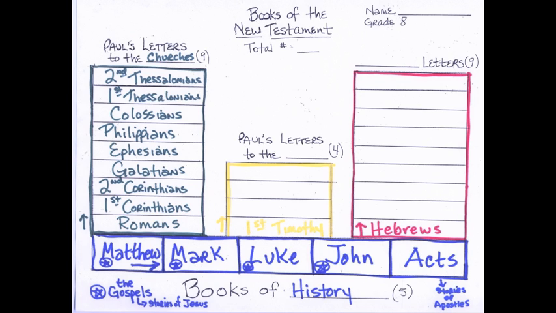I'd like you to proceed to the next category, Paul's letters to the, and I'll let you try to figure out the blank. In the yellow column, you only have 4 books of the Bible coming up next. Start with 1 Timothy. Use your Bible table of contents and fill them in. When you're done, move on to the next slide. Hang in there, you're almost done.